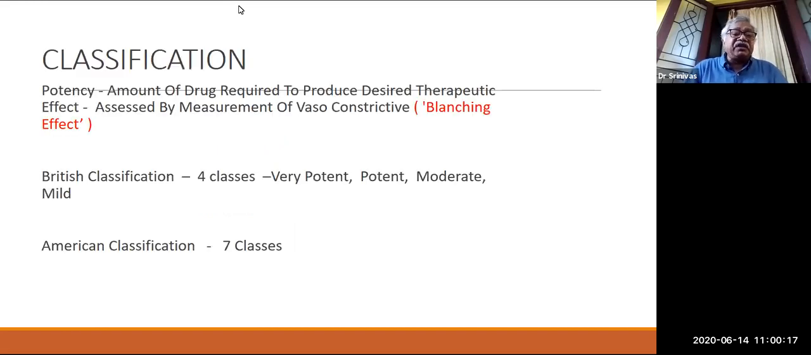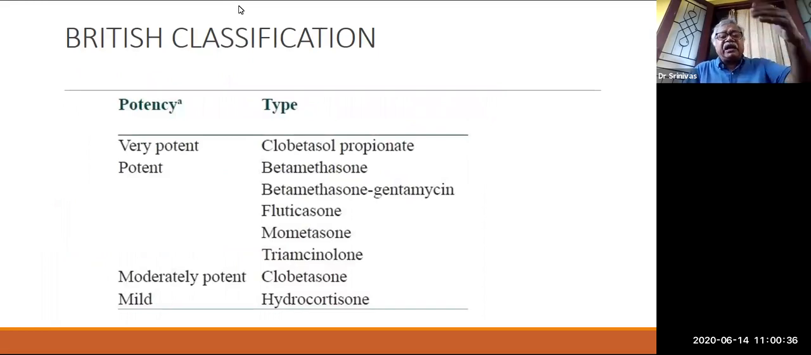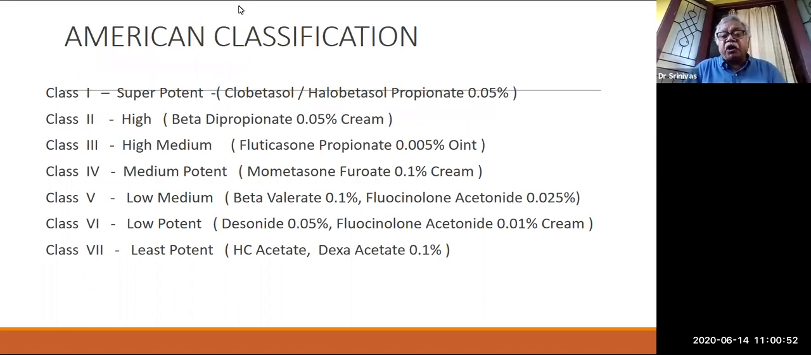So, classification of steroids according to potency. We have the British classification and we have the American classification. The British classification is relatively easier to remember: very potent, potent, moderate, and mild. And of course, American has got 7. This is easier to remember, but then there is a wide gap. It does not cover the entire spectrum. For example, you'll find that betamethasone is much more potent than mometasone and triamcinolone, but these have been bracketed together. The American one was more specific, wherein each topical steroid finds its own slot in terms of potency.